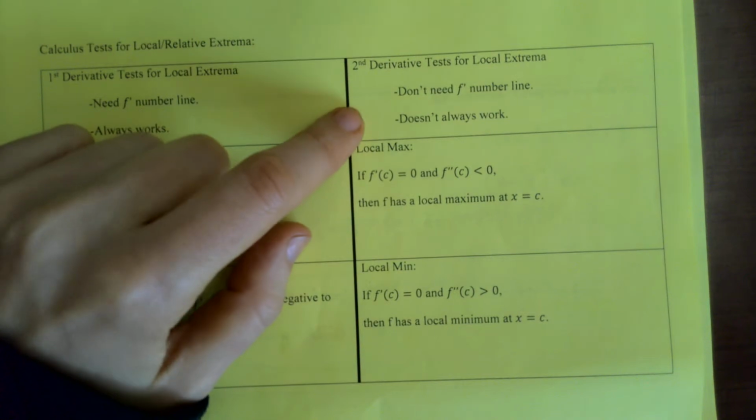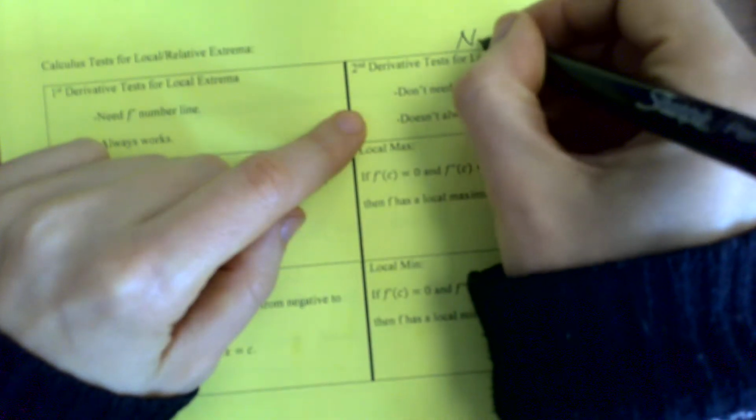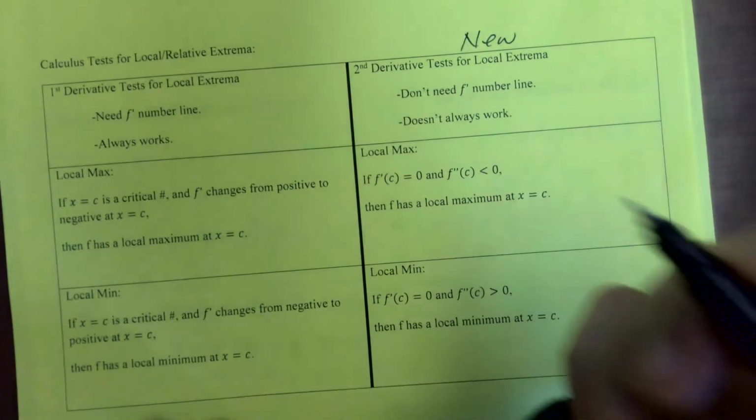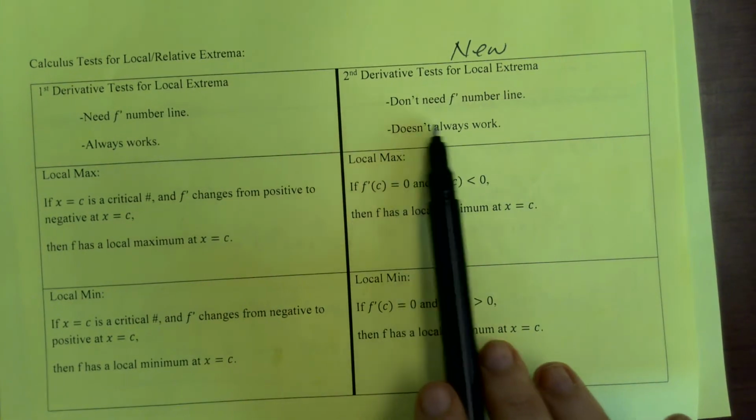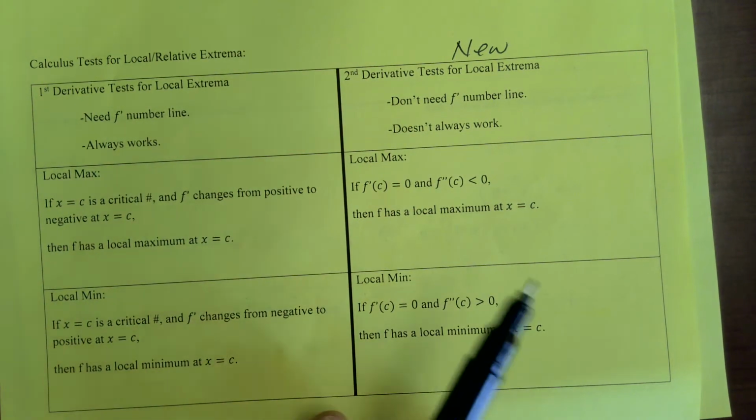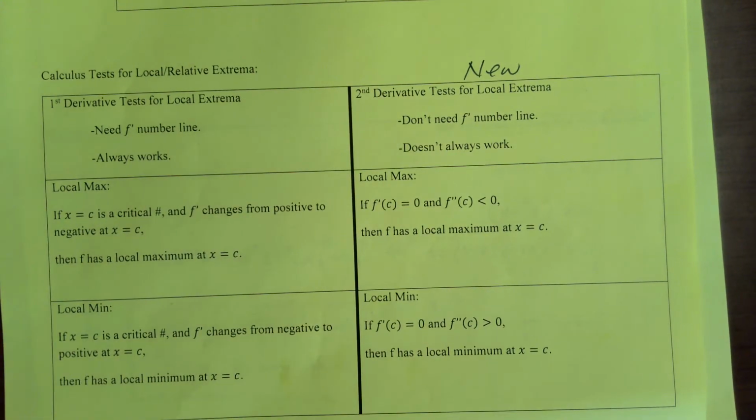Now the second derivative test, this is what is new. All right, that's what's new. The second derivative test for local extrema, you don't need a number line, but it doesn't always work. Okay, so this test I think can be faster, but it doesn't always work.